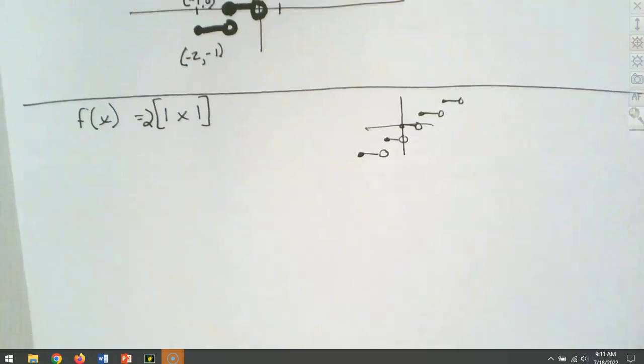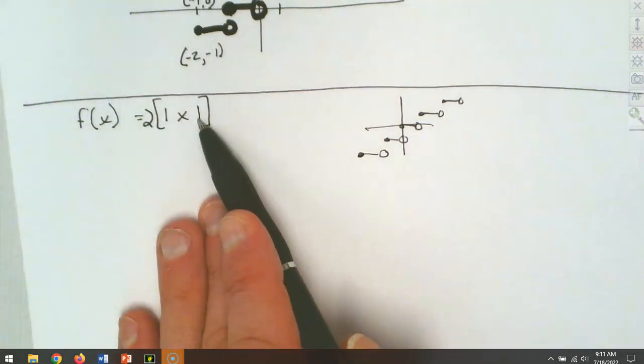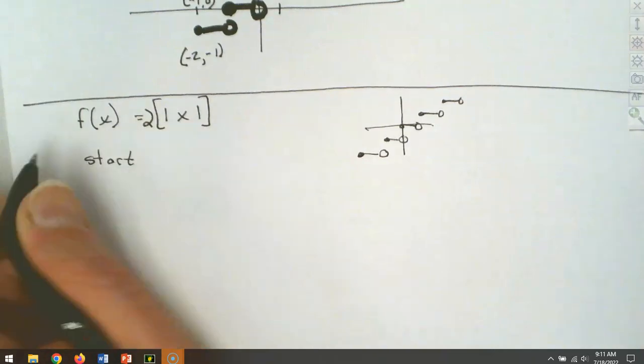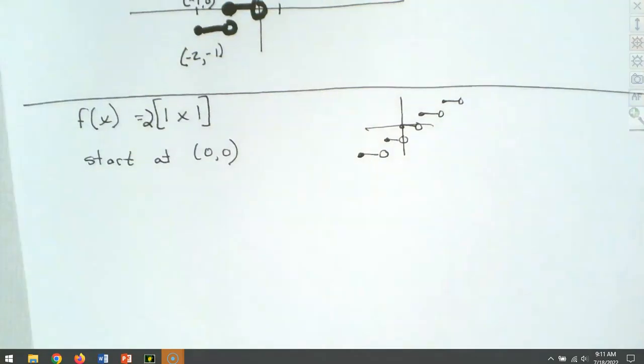Now, where are we going to start at? Do we have any number on the end? Nope. Do we have any number inside the greatest integer bars? No. So we then are going to have to start at 0, 0. So there's nothing on the end, nothing inside.